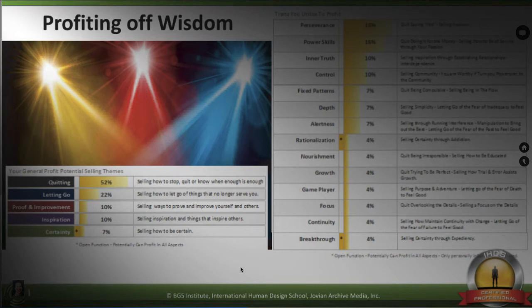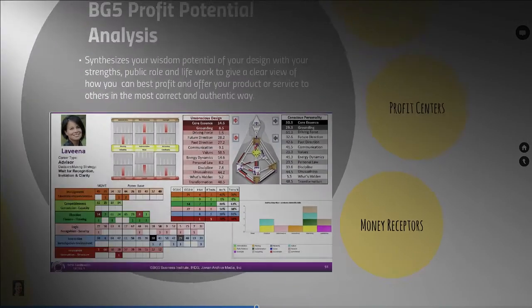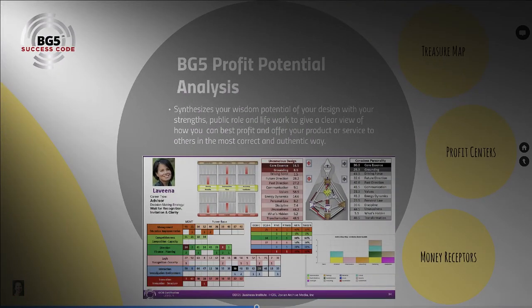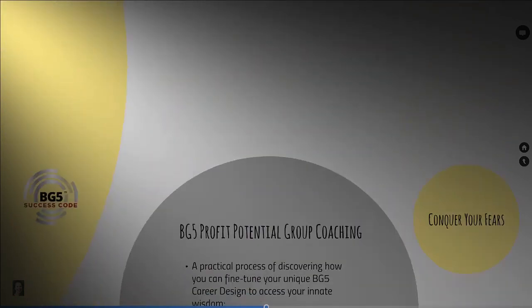And we're going to focus on the most highly leveraged activity or profit potential selling themes that you could use in order to use the traits that are there in your design, your life aspects, so that you are in congruency with what you're here to not only learn, but also give to other people. So the profiting off of your wisdom through your money receptors. That's going to be so much fun.